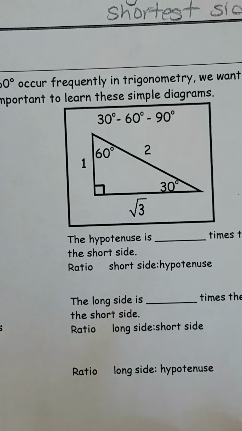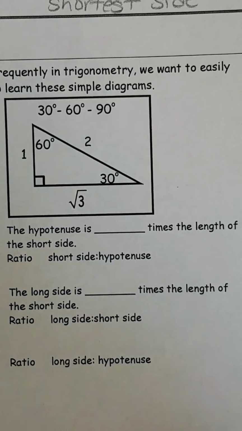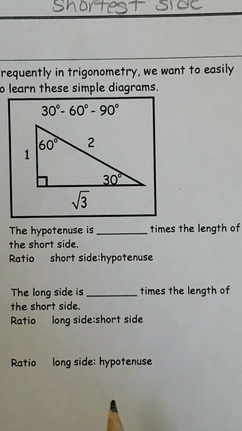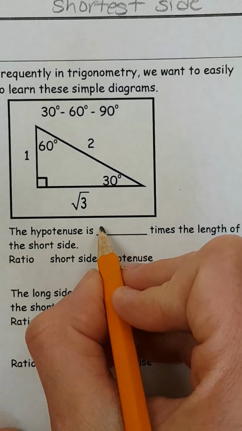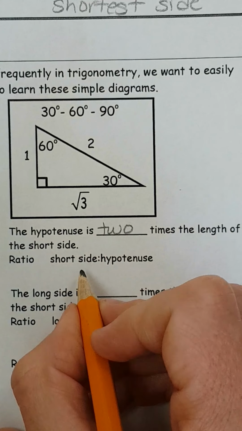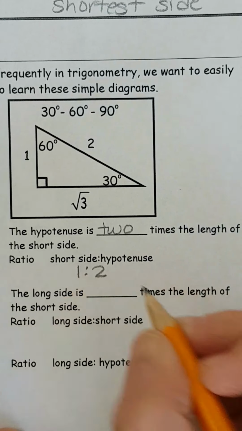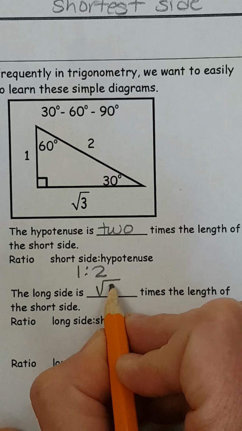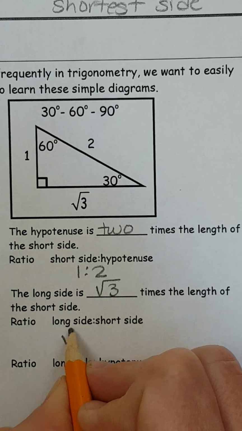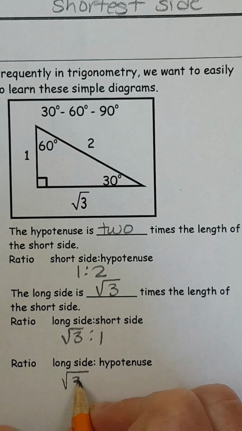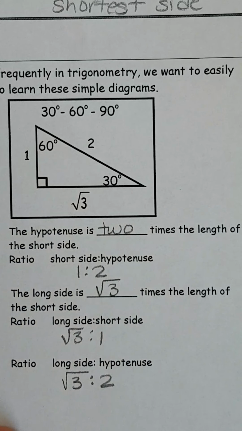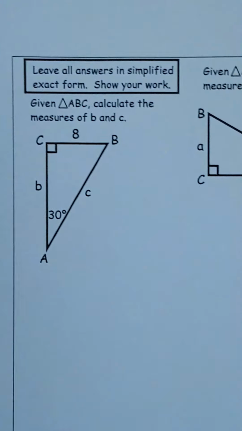The other one, now this one you can see I've set it up a little bit differently already. I've just flipped it, right? So when it comes to the short side and the hypotenuse is twice the length, so it's 1 to 2. And the long side is root 3, so long side to short side. And long side to hypotenuse is root 3 to 2. So hopefully that went well. So now here's the fun part.